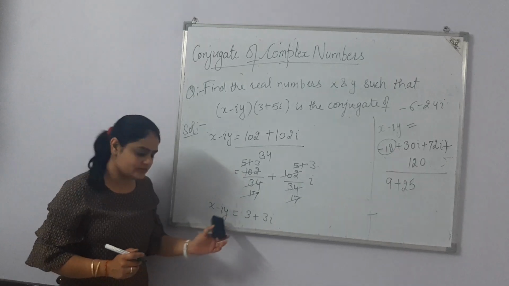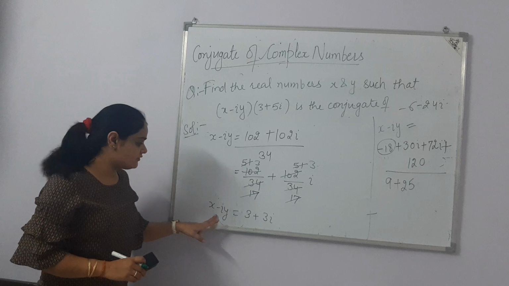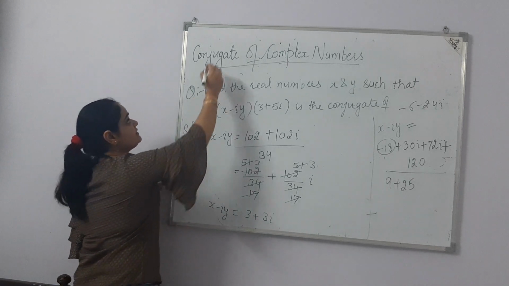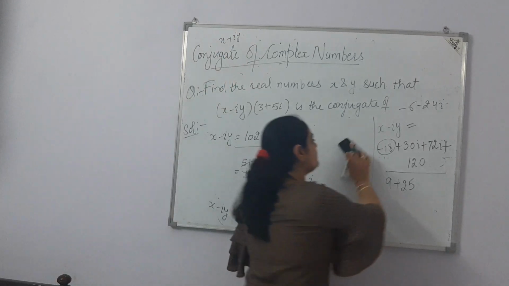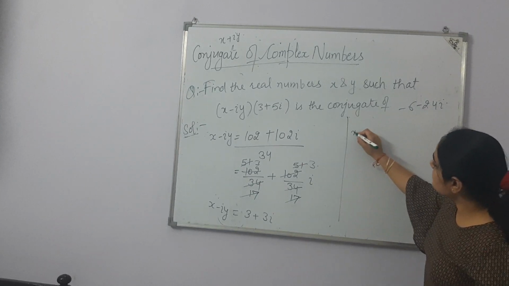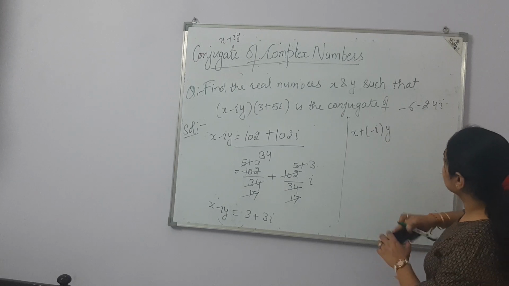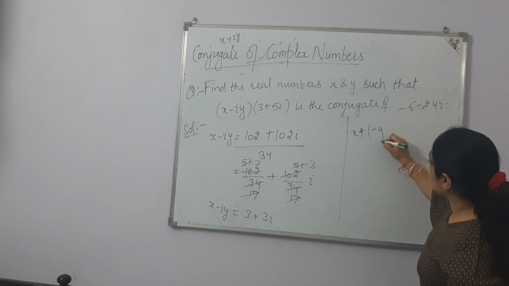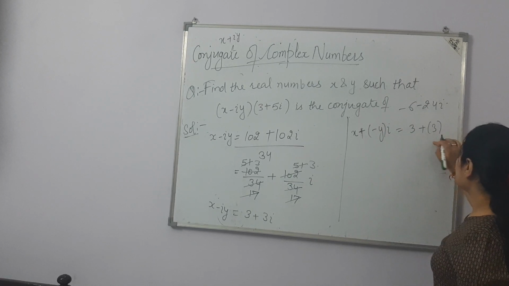Now we'll equalize the terms. First of all, we'll change into standard form. This is not in standard form. X minus iota y, the standard form is x plus iota y. So it is x plus of minus iota y, or x plus minus y into iota is equals to 3 plus 3 iota.